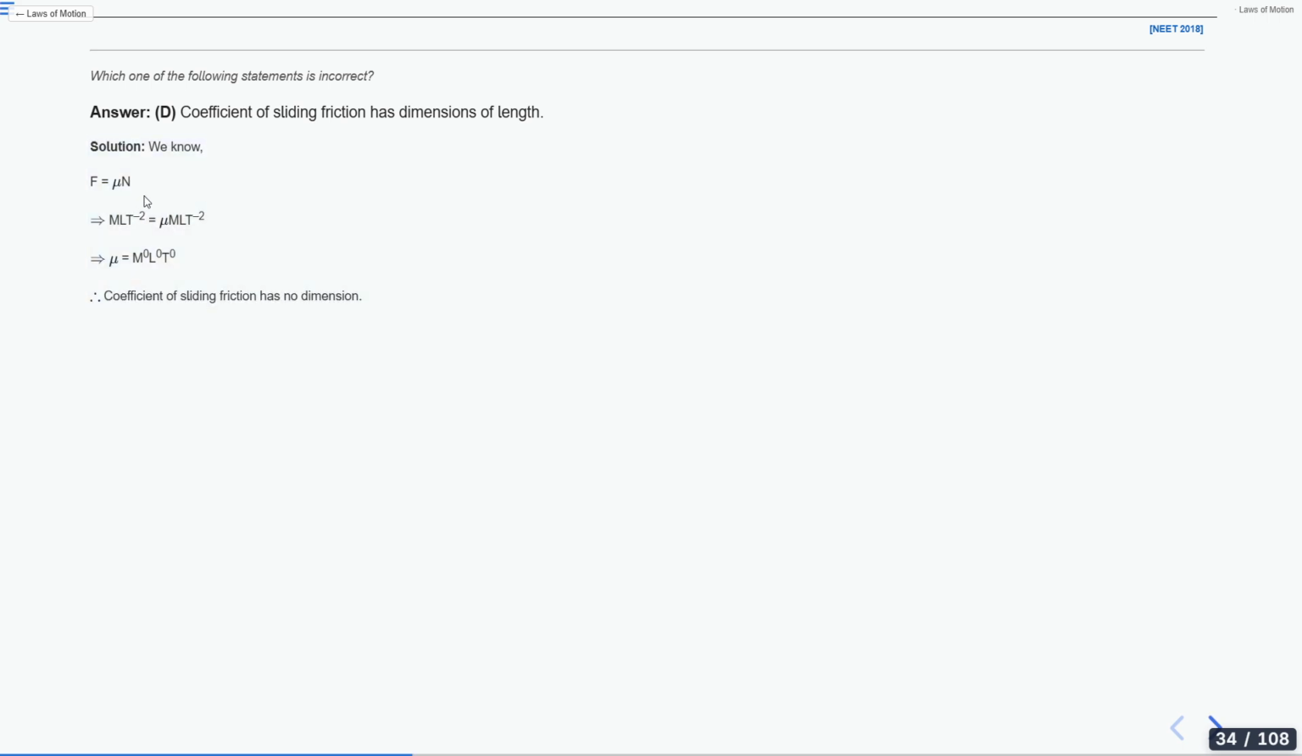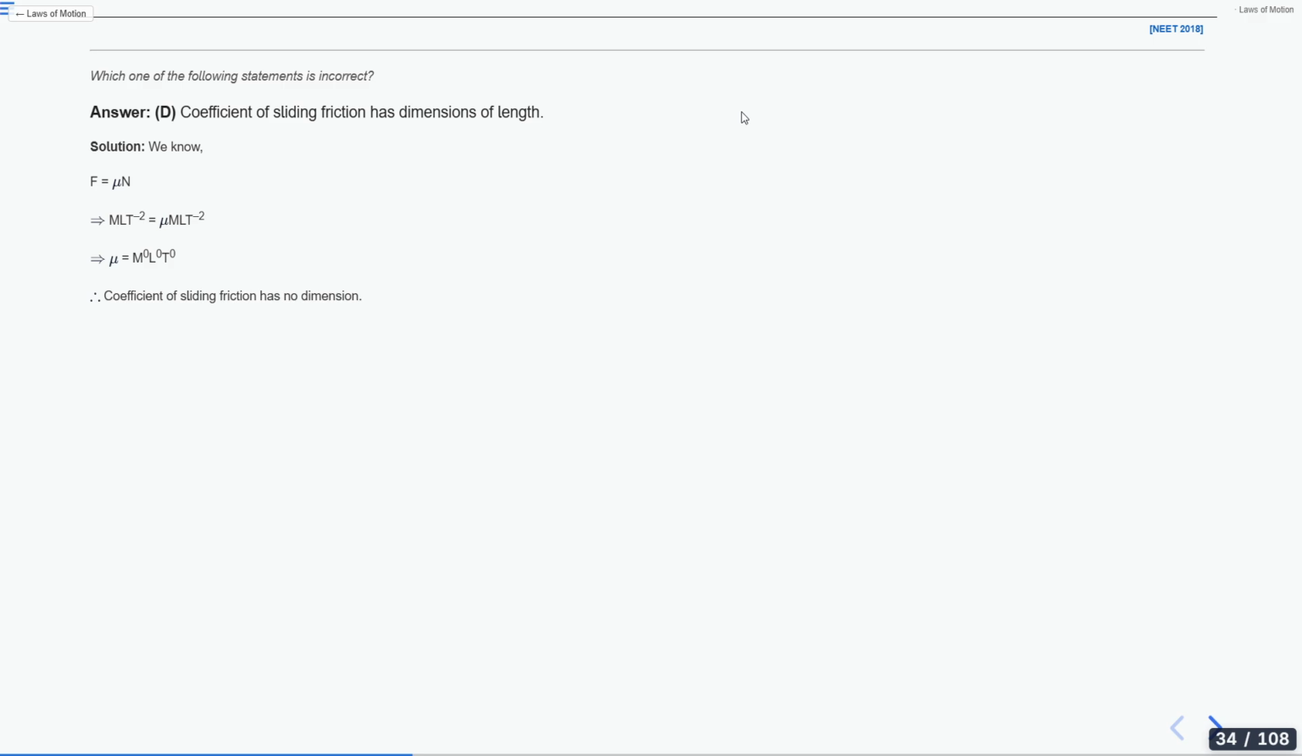Why? Because when we are talking about the coefficient of sliding friction, friction equals mu times normal reaction. Friction has the dimensions of MLT^-2. Normal reaction is another force, so it has the dimensions of MLT^-2. So the coefficient of friction has M^0 L^0 T^0 dimensions. That means it is a dimensionless quantity, but it was told that it has dimensions of length. So D is the wrong answer.